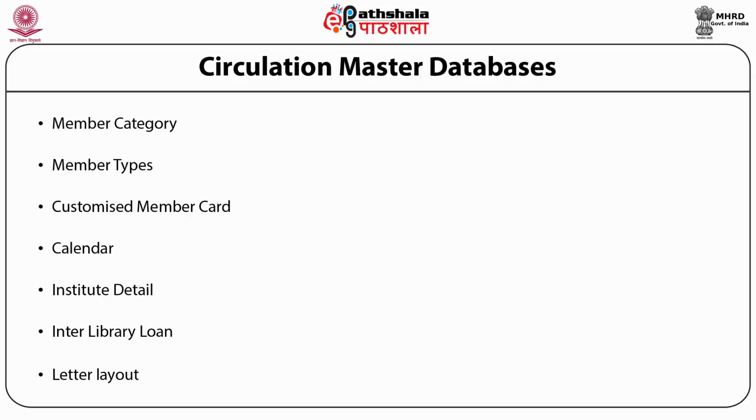Under each institution, number of departments can be created along with courses available in the departments and the designation of the different users of that department. This information is useful in creation of membership, wherein institute, department, course, and designation of the user can be selected from the drop-down menu. Number 6 is interlibrary loan.